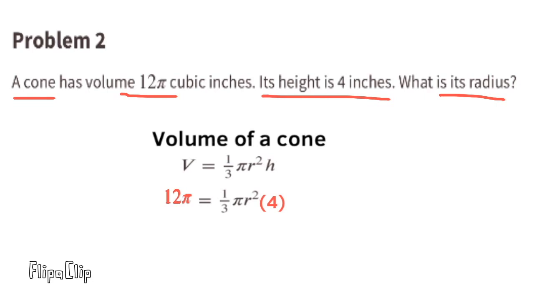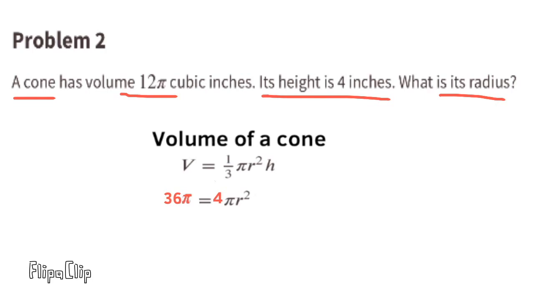Remember, the question says, what is the radius? That means that we're solving for r, so we're going to have to get the r all by itself on the right-hand side of the equal sign. Let's multiply both sides by the reciprocal of 1/3. That's 3. 12 times 3 times pi is 36 times pi, and 3 times 1/3 pi is 1 pi. On the right-hand side of the equal sign, it says 1 times pi r squared times 4. That's the same as 4 times pi r squared.